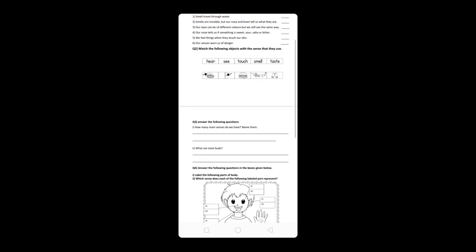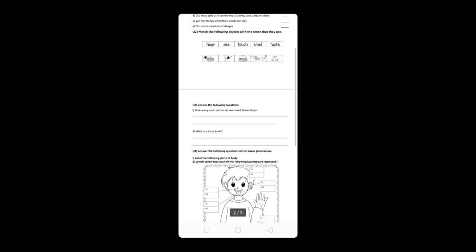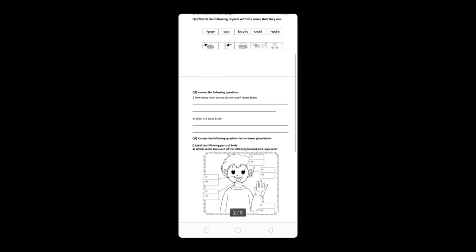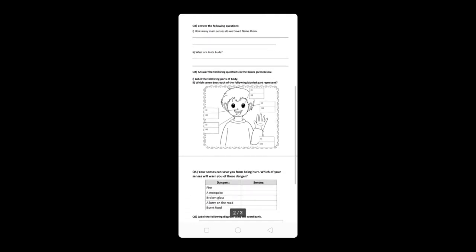Moving on to question number 2. Match the following objects with the senses that they use. Now we have the senses written in the first row, and in the second row we have different pictures that tell us or indicate different senses. Okay? So you have to match the two rows together to indicate the senses.